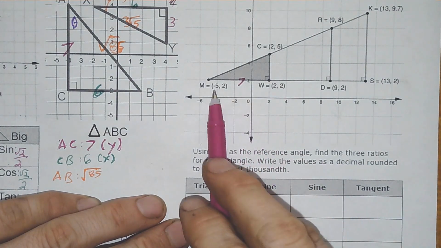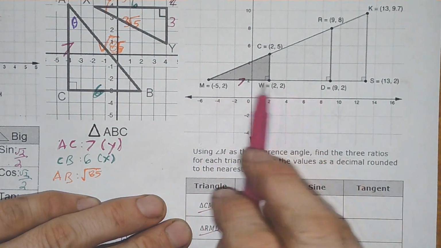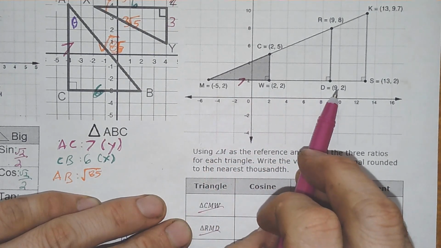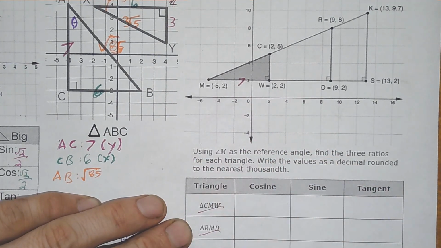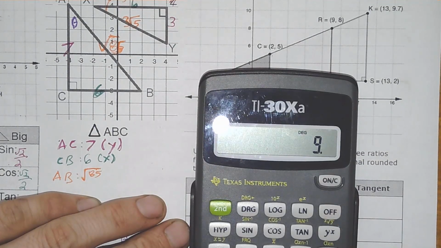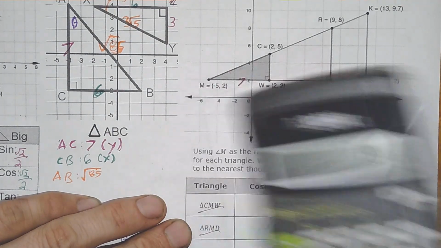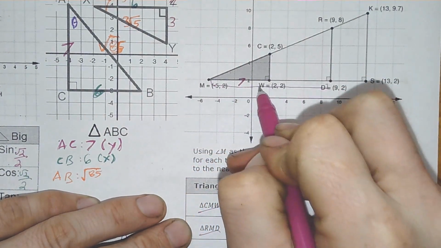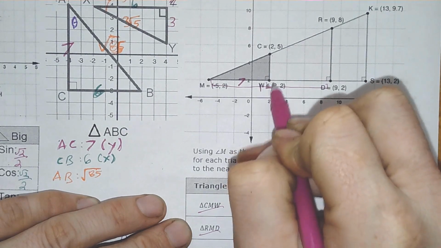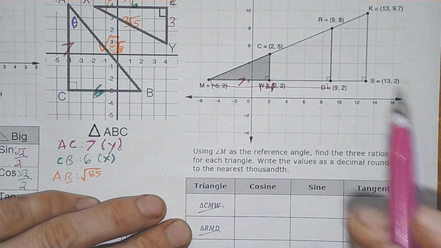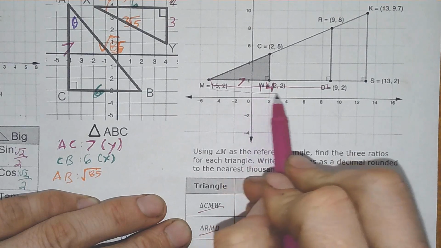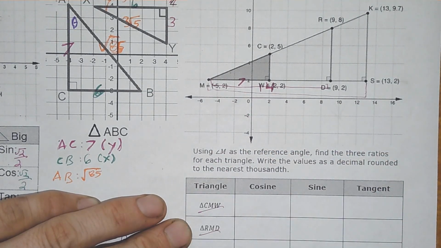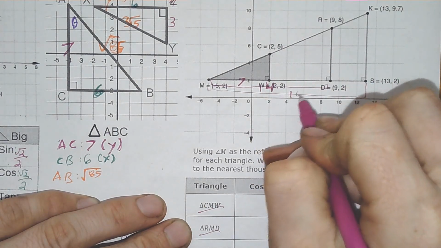Okay, the x values for this middle triangle at M to D are -5 and 9, right? So the distance between -5 and 9 is 14. So between here and here is 14. These should be green. Oops. Right, and then the distance between here and here for this longer value is -5 and 13. So this length is 18.